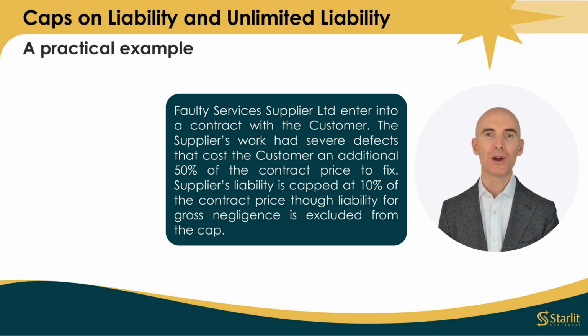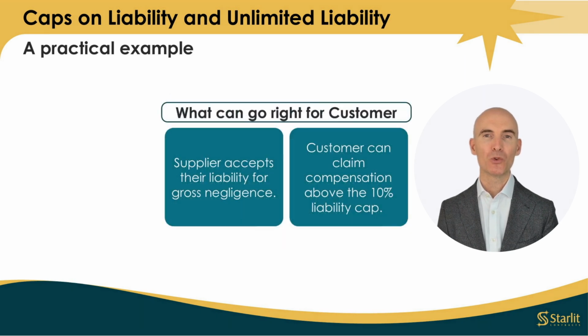Faulty Services Supplier Limited enters into a contract with the customer. The supplier's work had severe defects that cost the customer an additional 50% of the contract price to fix. Supplier's liability is capped at 10% of the contract price, though liability for gross negligence is excluded from the cap. To put it in different words, the supplier's liability for gross negligence is unlimited. What can go right for the customer in this situation?